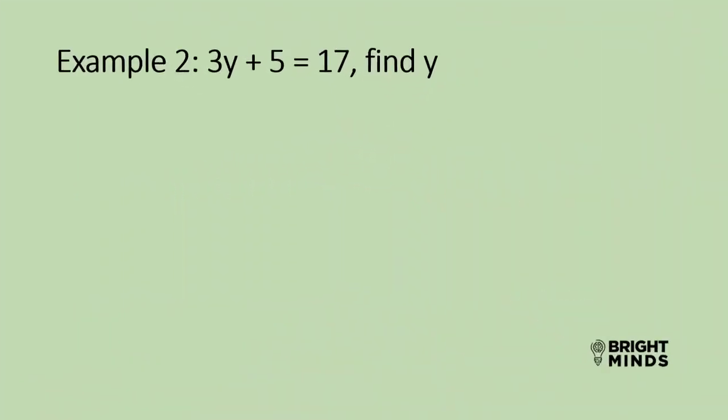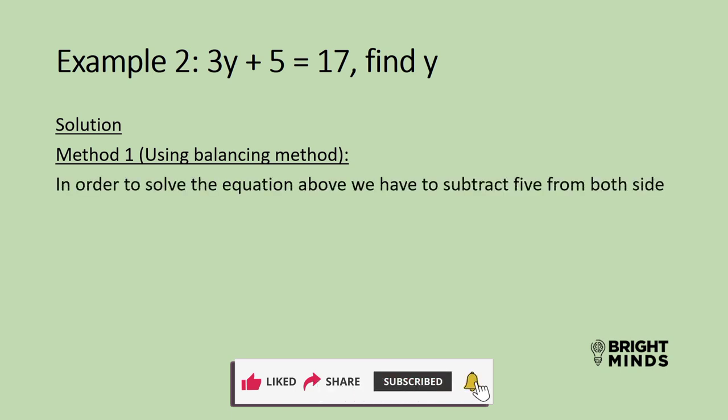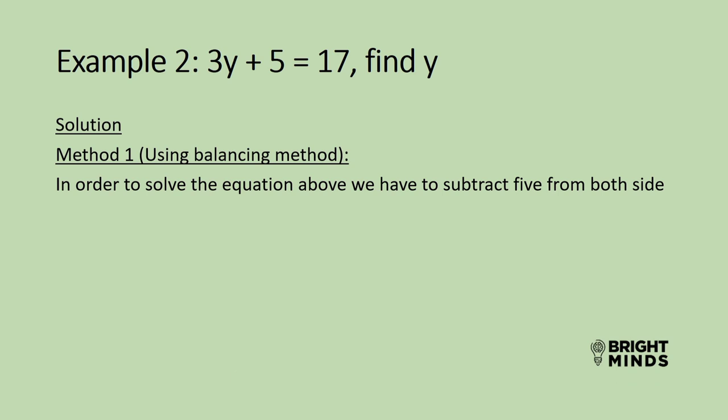For the next slide, we have something like this. 3y plus 5 is equals to 17. Find y. Now, we have two methods in solving this. We use balancing method, whereby we subtract 5 from both sides. So for balancing method, we do the opposite of the value without the variable to both sides. So the value without the variable here is 5. So we subtract 5 from both sides because we are doing the opposite. So the opposite of plus is what? Minus.